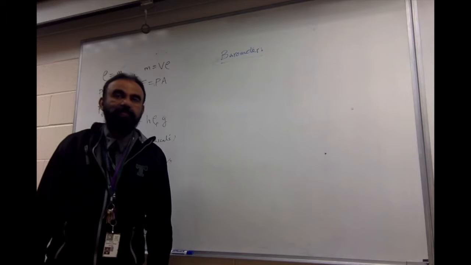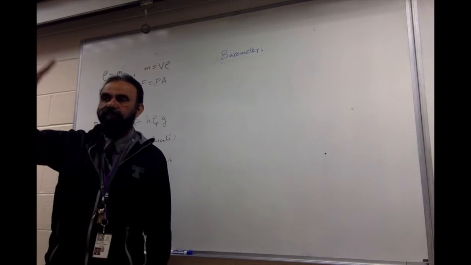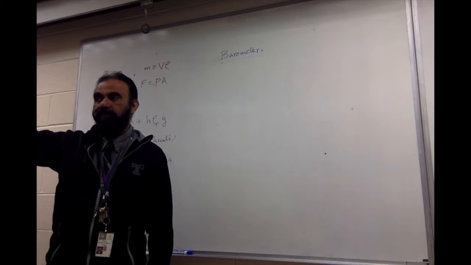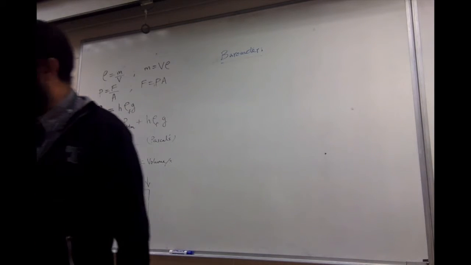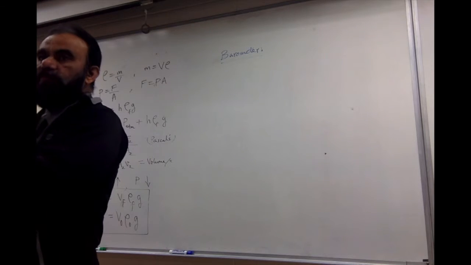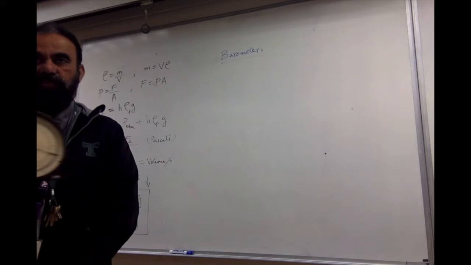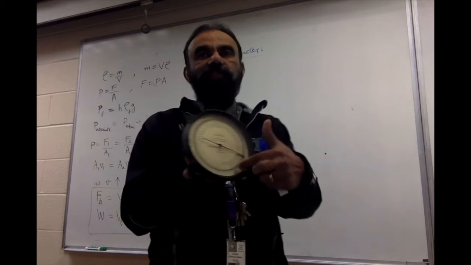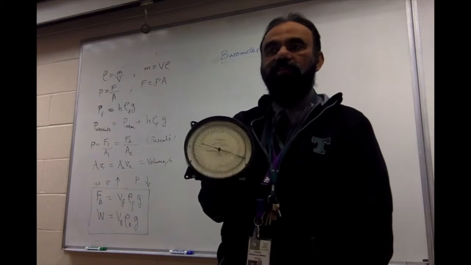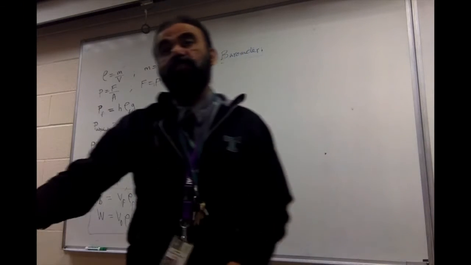Aneroid barometer. Have you seen an aneroid barometer where there's a pointer that goes like that? Yes? Have you seen one like this? That's a barometer. There's a barometer. That's an aneroid barometer. Broken one, of course. There's a dial where the pressure changes. The dial is supposed to move. And that's called aneroid barometer.